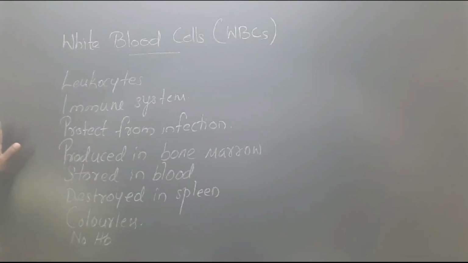Now, what is the color of WBC? They are colorless. Why are they colorless? Because they have no hemoglobin. The pigment which gives color is not there in WBC, whereas it is present in RBC, so RBC is red in color. WBCs are colorless because they have no hemoglobin in them.